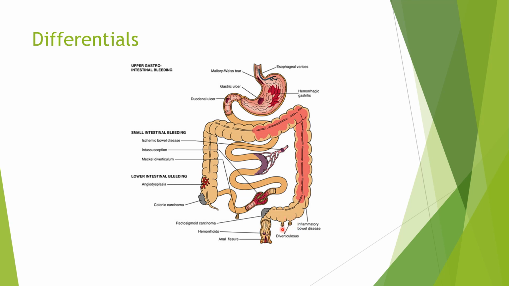Diverticulosis we normally see in the older population. What happens is there's outpouching in the weak points of the bowels, and it causes outpouching, which can get irritated, inflamed, and can also bleed.